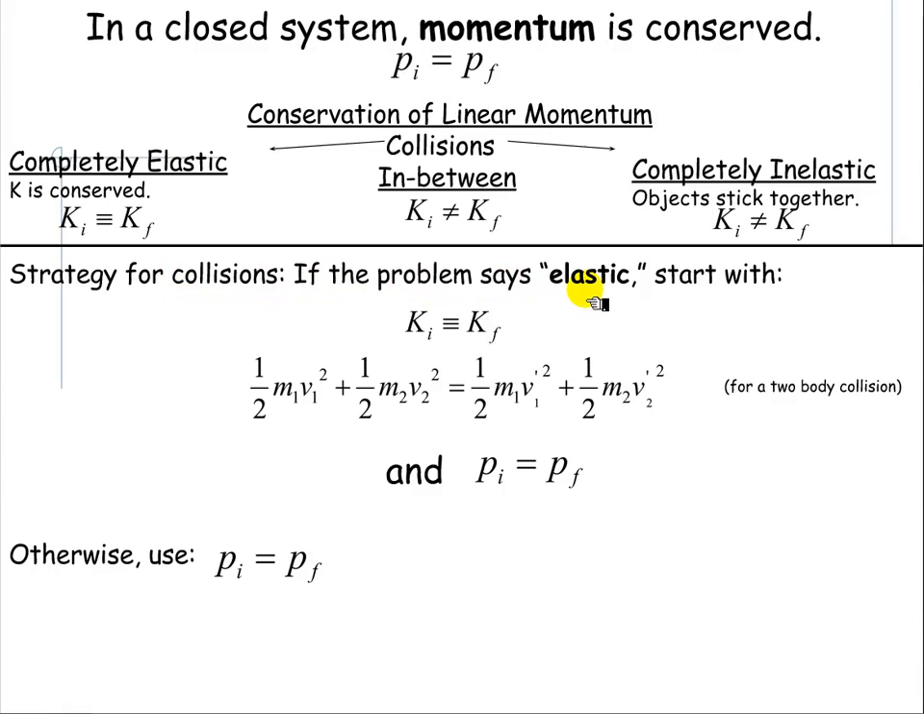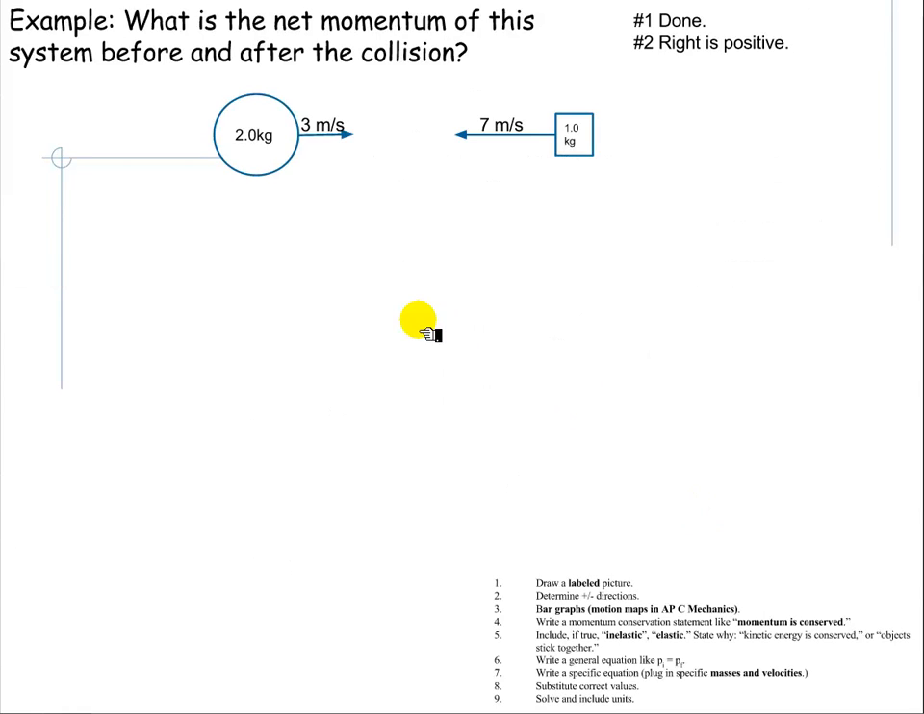If the problem says elastic, we start with this equation, which is essentially this equation for a two-body collision, and P initial is equal to P final. Otherwise, we just use P initial is equal to P final. Okay, so let's stick with a simple problem right now. Let's say a problem asks us, what is the net momentum of this system before and after the collision?